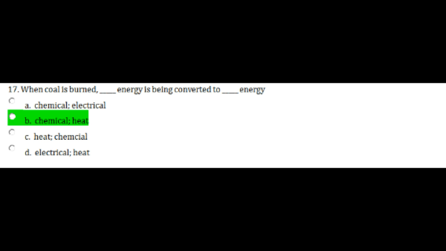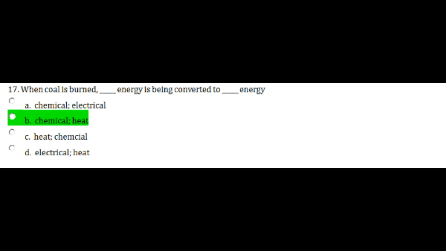Number 17 says, when coal is burned, blank energy is being converted to blank energy. So this is an energy conversion. It's a transformation. When I burn coal, coal is a fossil fuel. Coal, oil, all of these were made from heat and pressure under the earth of dead plants and animal matter. So whenever all of those things would just die and they'd become like mulch, and then heat and pressure would squeeze it over time, it would turn into a fossil fuel.